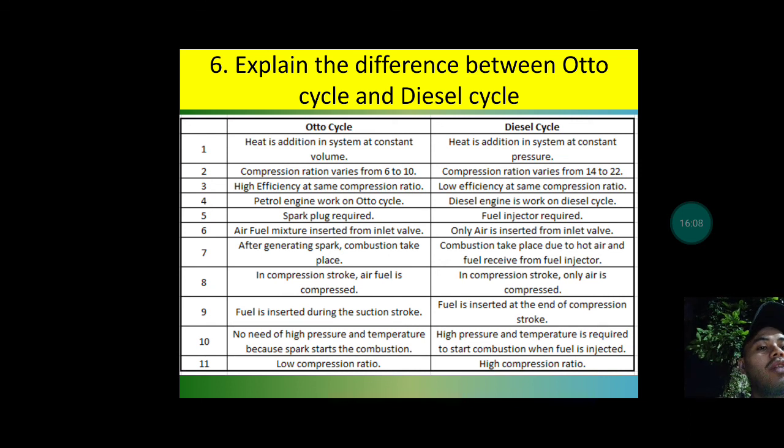In the compression stroke, air and fuel are compressed, while for diesel, in the compression stroke, only air is compressed. Number 9, fuel is inserted during the suction stroke in the Otto cycle, while in the diesel cycle, fuel is inserted at the end of the compression stroke. Number 10, in the Otto cycle, there is no need of high pressure and temperature because the spark starts the combustion, while the diesel cycle needs high pressure and temperature so that combustion will start when fuel is injected. Lastly, the Otto cycle has a low compression ratio, and the diesel cycle has a high compression ratio.